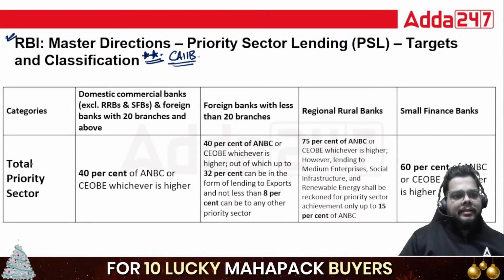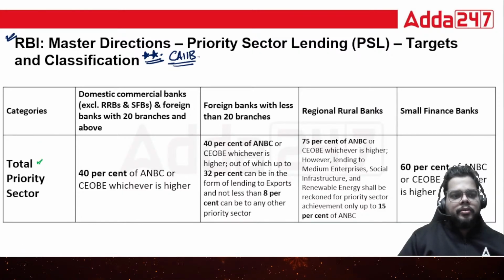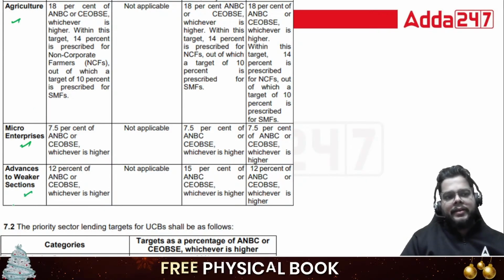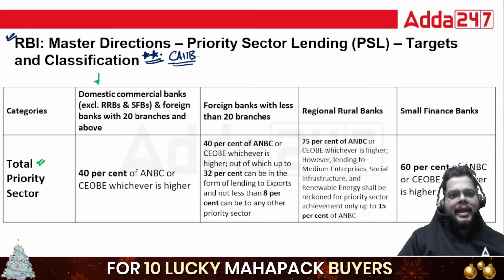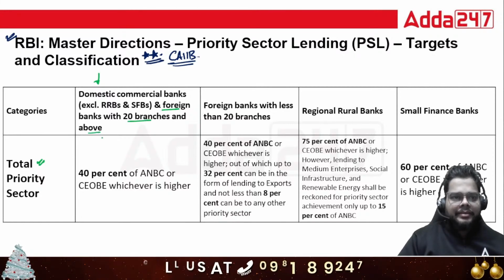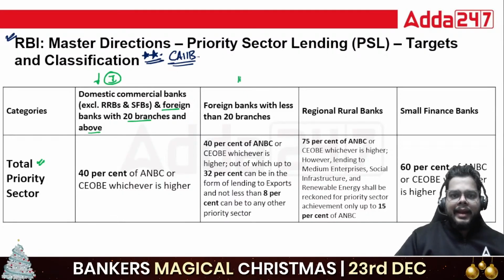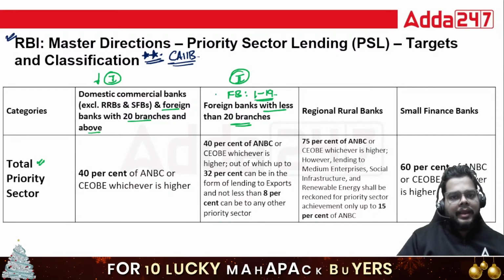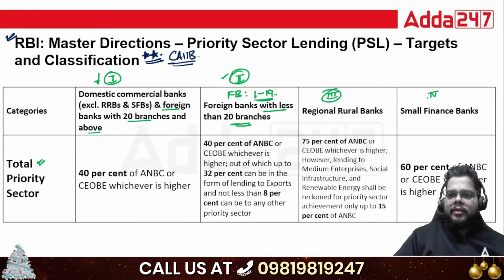So there are four major categories which RBI has defined. First is the total priority sector, then we have agriculture, then micro enterprises, and last is advances to weaker sections. So the total priority sector, here we have domestic commercial banks and foreign banks with 20 branches and above as the first financial institutions category. Second category belongs to foreign banks with less than 20 branches. So all those foreign banks having between 1 to 19 branches in India are under the second category. Third one is your regional rural banks, and fourth being your small finance banks.